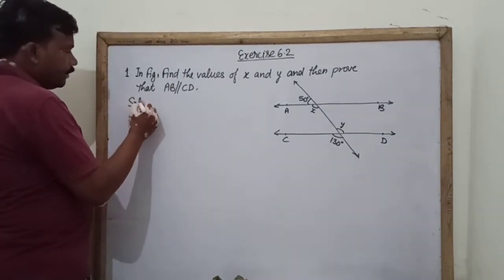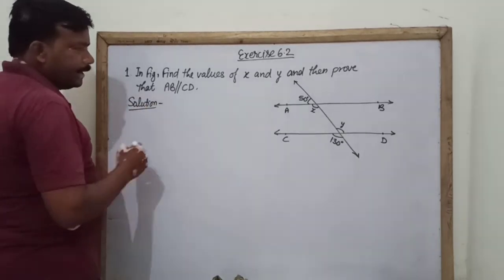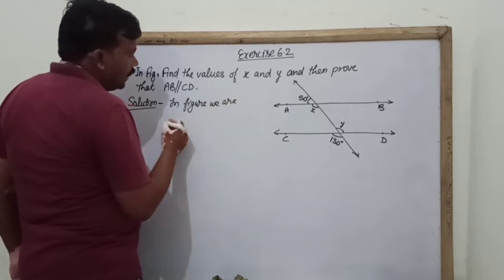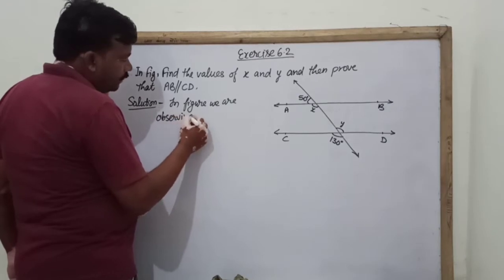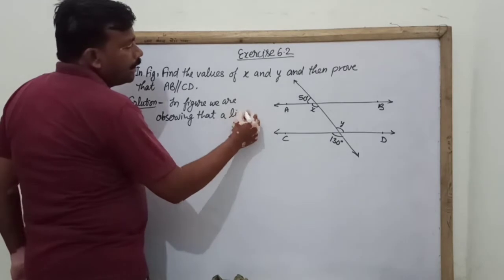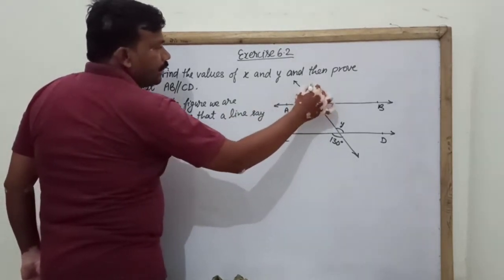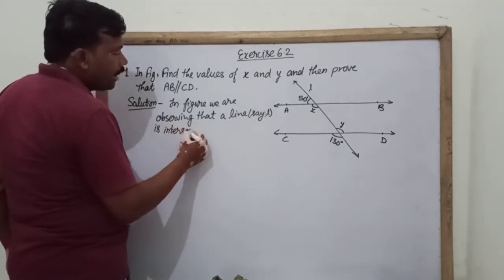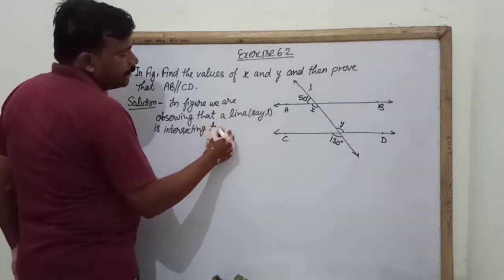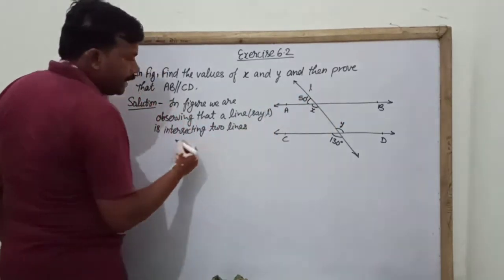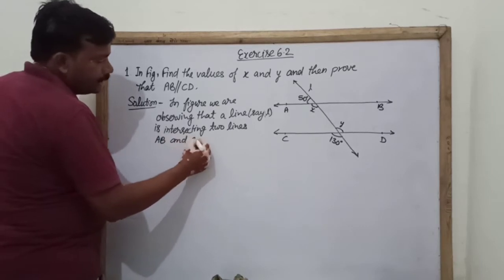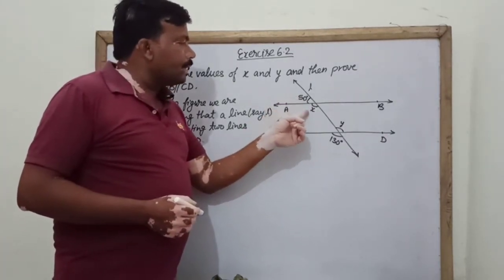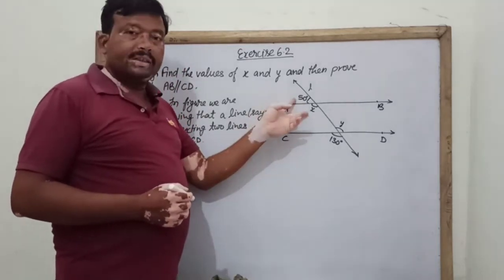Now for solution we can say that in figure we are observing that a line, say L, is intersecting two lines AB and CD, and we are observing here that these two angles are making a linear pair.